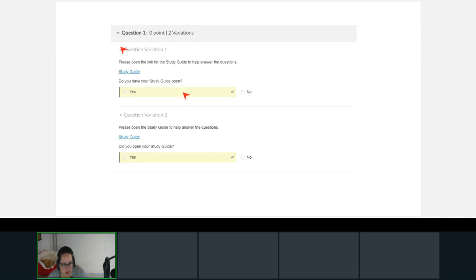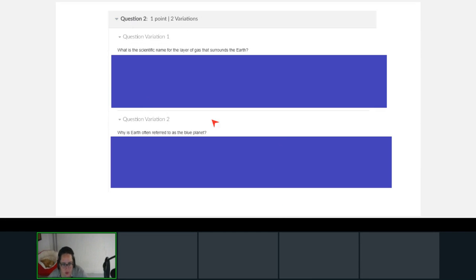Now, the reason I have question 1 variation and question 2 variation is so that the quizzes are mixed up between student to student. So there might be questions that you don't have on your quiz. So I'm just going to go through all the questions that could be on your quiz. So again, make sure that you have clicked yes on this. You can definitely open this study guide and use it if you wish. The first question is, well, I should say the first variation of the second question.